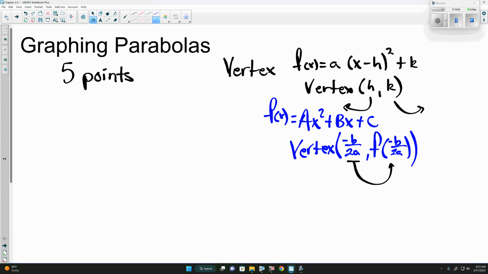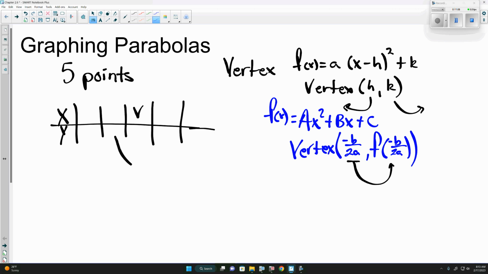Now, one thing I didn't say with quadratics: x, y, 1, 2, vertex, 1, 2, here. The y values to either side of the vertex are going to be the same. That's just how quadratics work, because the line that goes through the vertex is also called the axis of symmetry, and everything's mirrored across it.